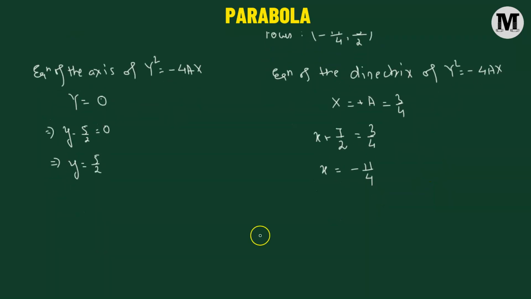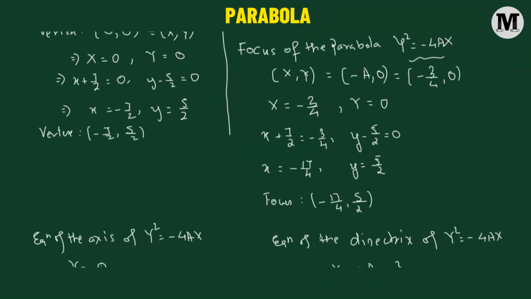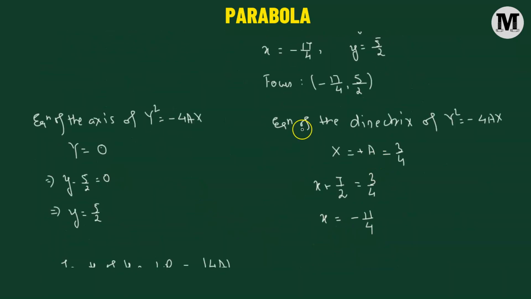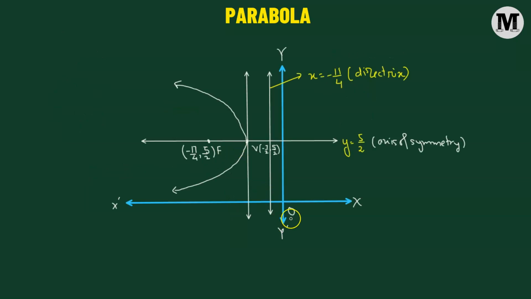And finally, we'll find the length of the latus rectum. The length of the latus rectum of the parabola is simply given by the absolute value of 4 times a. Here a corresponds to 3 over 4, which means the length of the latus rectum will be 3 units. So here we have successfully obtained the coordinates of the vertex, the coordinates of the focus, the equation of the axis, the equation of the directrix, and the length of the latus rectum.